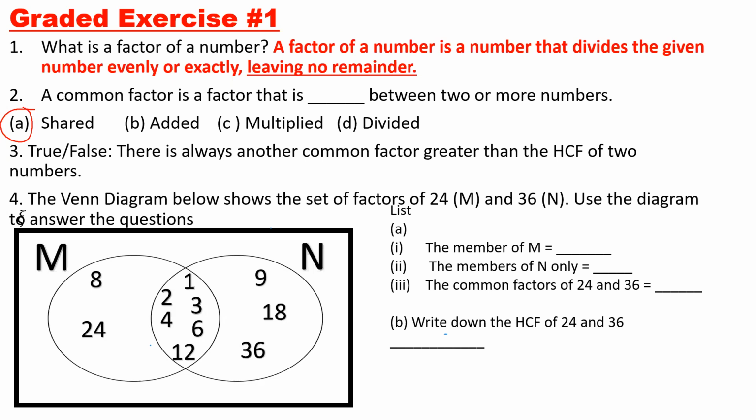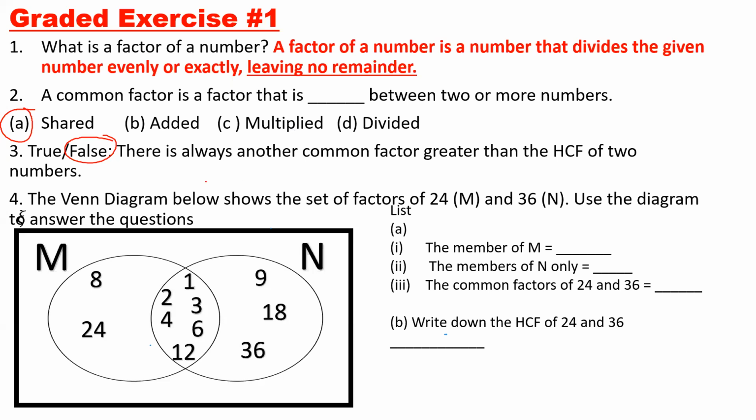So number three, true or false? There is always another common factor greater than the HCF of two numbers. True or false? Why did you say false? Because the highest common factor is the highest factor. There's nothing higher. That's what it means to be the highest. If you say that there's another higher one, then it can't be the HCF, because the HCF means you're the highest. So just bear that in mind.